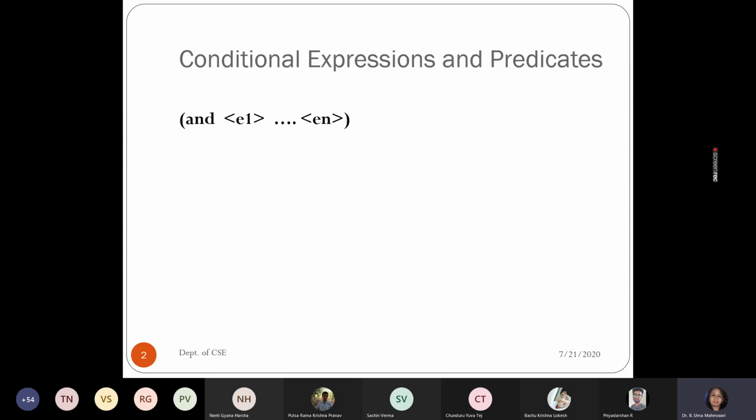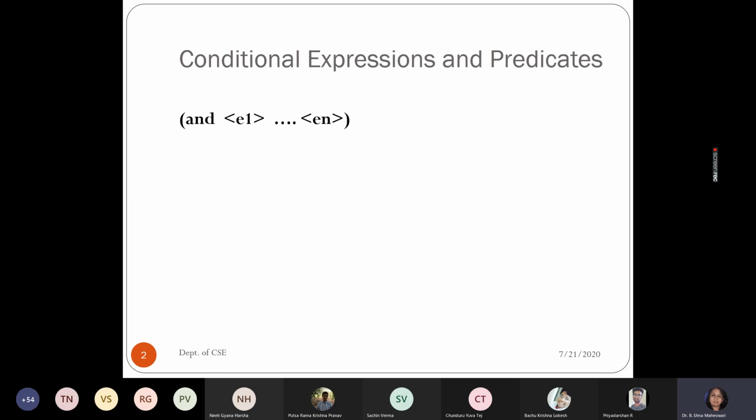So now, how to use the conditional expressions in the predicates? Predicate, in the sense it will return you true or false, we know. And the predicates is a combination of relational operators, less than, greater than, equal, etc. And now we can also use the logical operators like and.